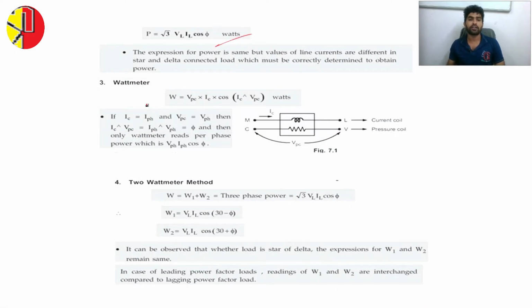Okay. Next there is a wattmeter. Wattmeter reading is equal to what? Power is equal to VI cos phi, right? For single phase, this is V and this is I, with cosine of the angle between this voltage and this current.